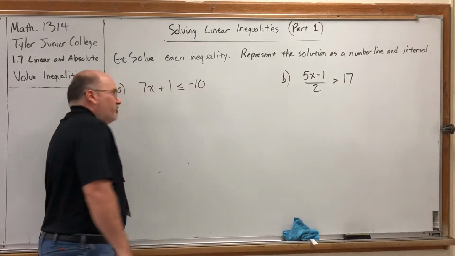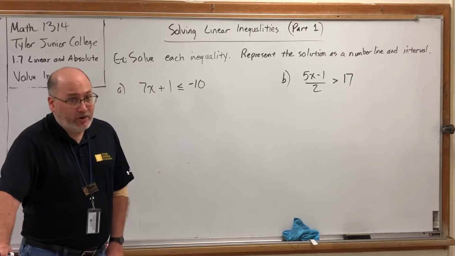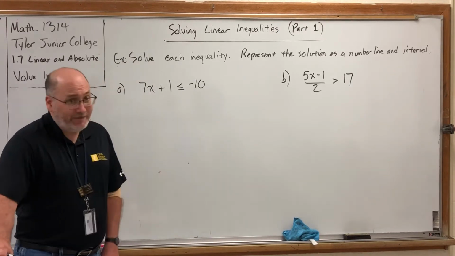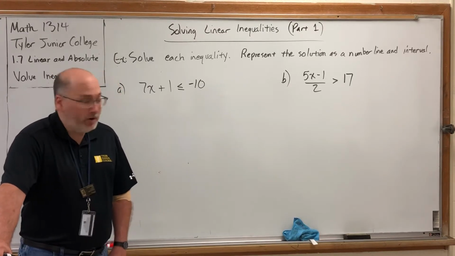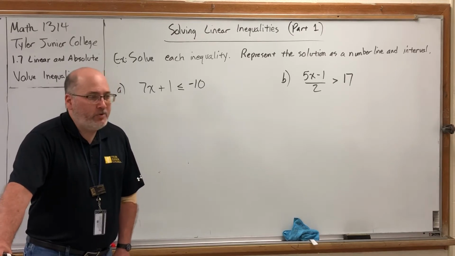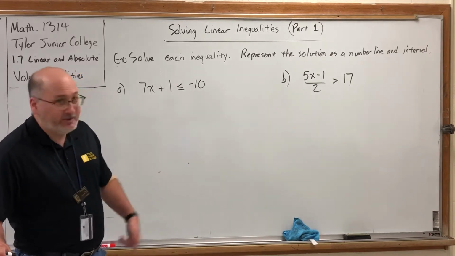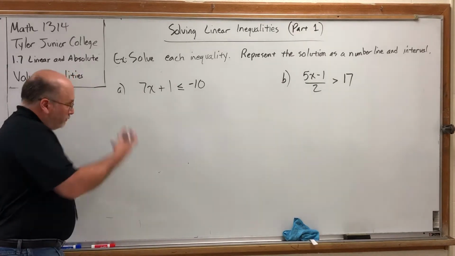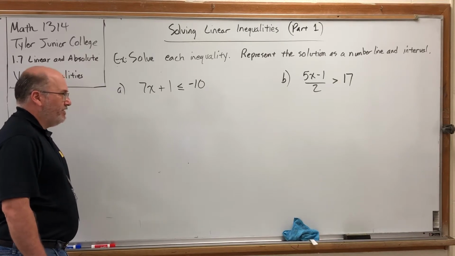For the most part, solving a linear inequality is just like solving a linear equation. Your goal is to isolate the variable, and your moves are pretty much the same as before. Whatever you do on one side, you do on the other. Now, there are a few exceptions, which we will talk about in subsequent videos, hence the part 1. But how can we solve 7x plus 1 is less than or equal to negative 10?